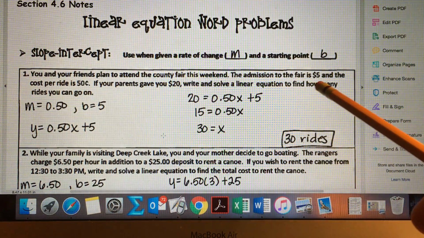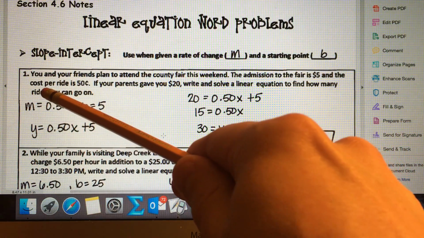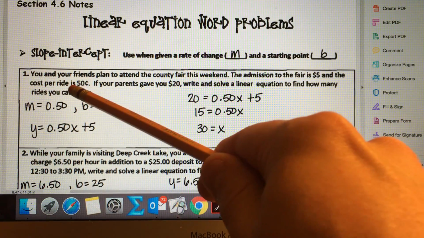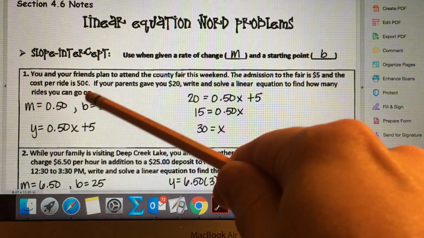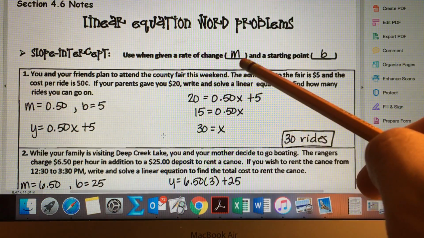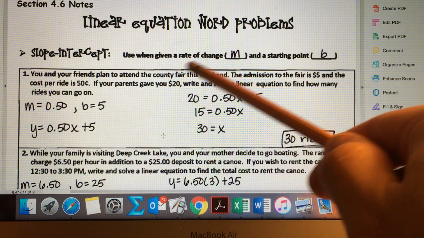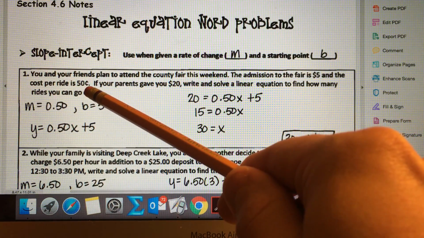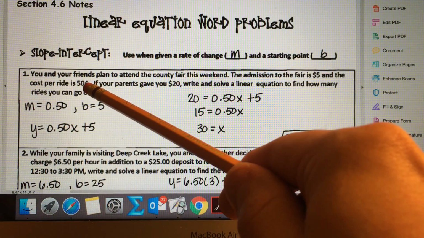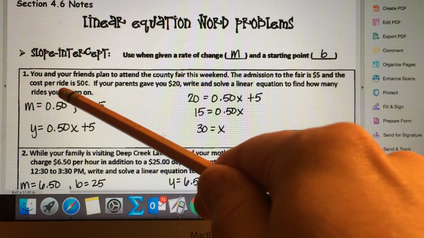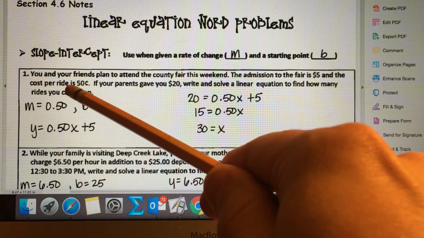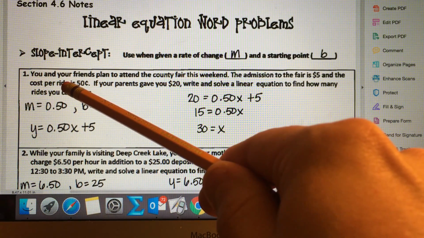So the admission for the fair is $5, and the cost per ride is 50 cents. So cost per ride, 50 cents, that's your m, that's your slope, because that's the rate. And then remember, x is always whatever it's per. So number of rides would be x.